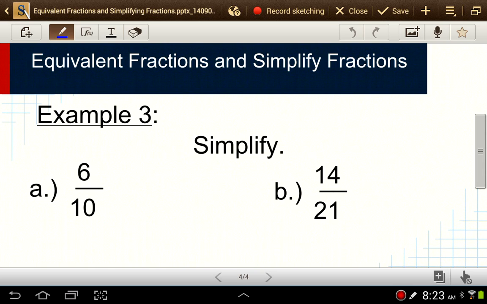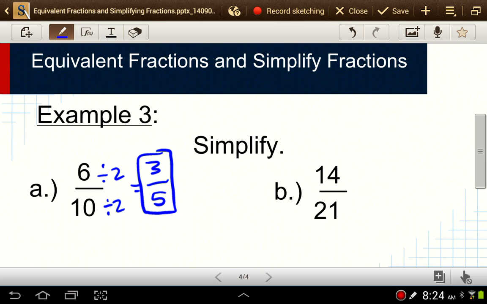So in example A here, I have 6 and 10. I have to think, what number goes into both 6 and 10? Okay, 3 goes into 6, but 3 does not go into 10, so that would not work. But 2 goes into both of them, so I'm going to divide them both by 2. 6 divided by 2 is 3. 10 divided by 2 is 5. I get 3/5. Nothing else goes into 3 and 5 besides 1. 2 doesn't go into them. 3 goes into 3. 4 doesn't go into 3. Okay? So that's my final answer.